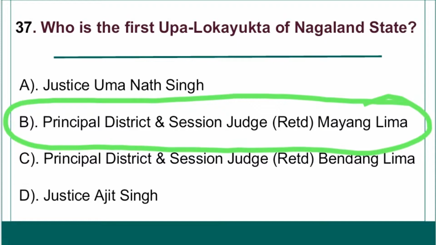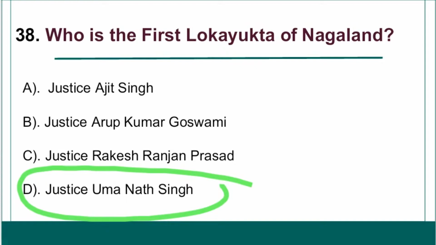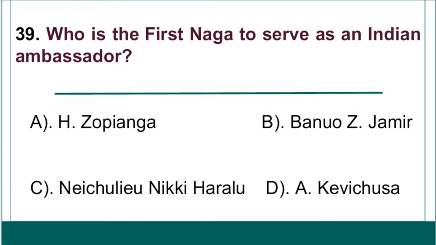And question number 38. Who is the first Lokayukta of Nagaland? And the correct answer is option number D. That is Justice Om Nath Singh. And question number 39. Who is the first Naga to serve as an Indian ambassador? And the correct answer is option number C.